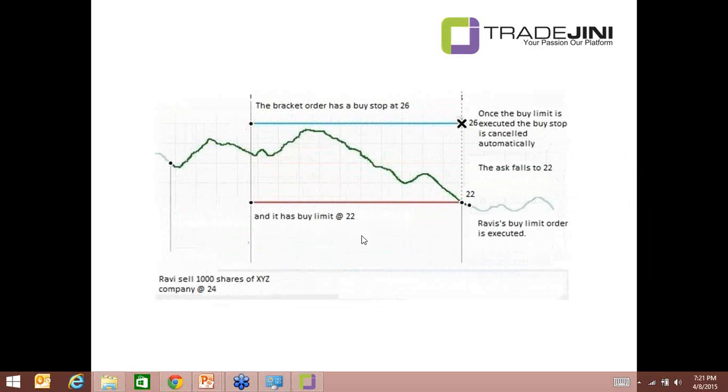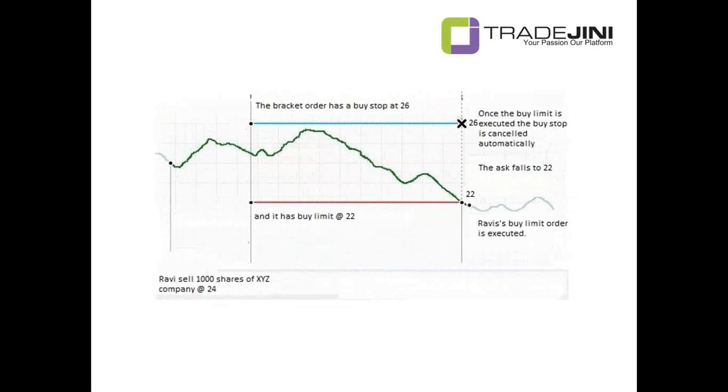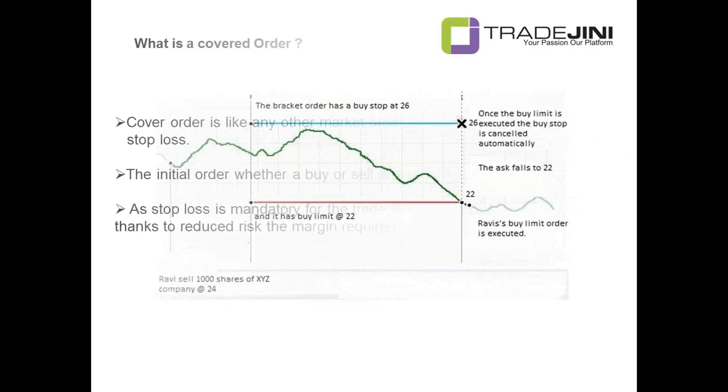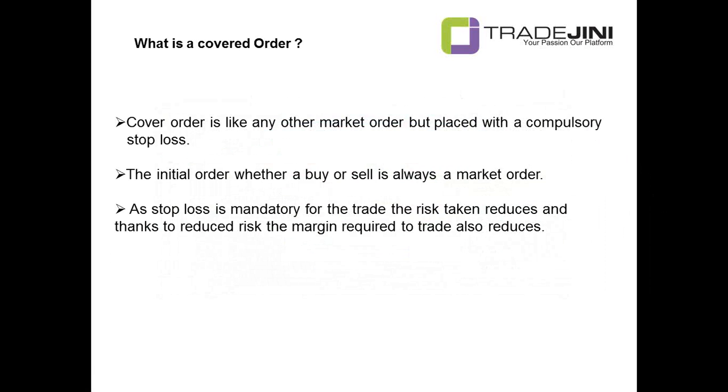After finishing the PPT, we'll go into Nest and see how it works in Nest. We'll see the Nest order system also. Next will be covered order.